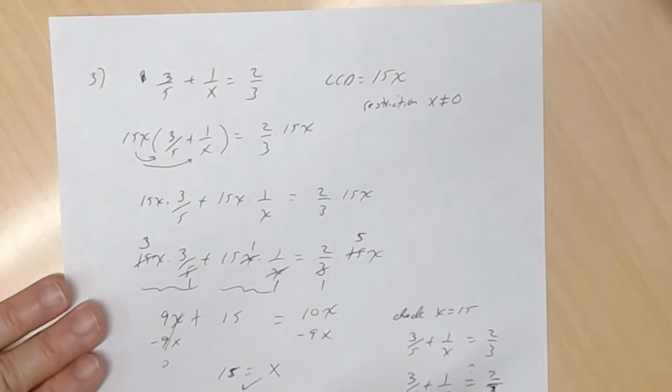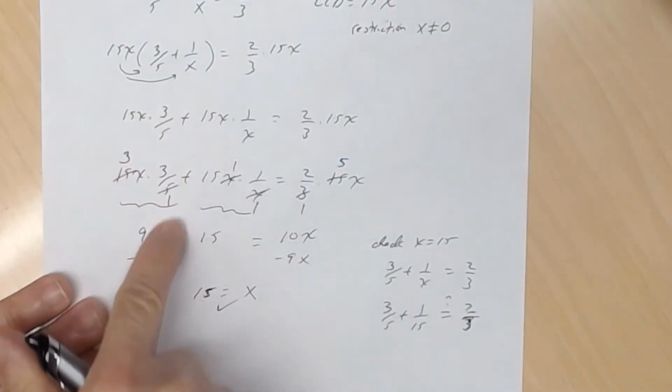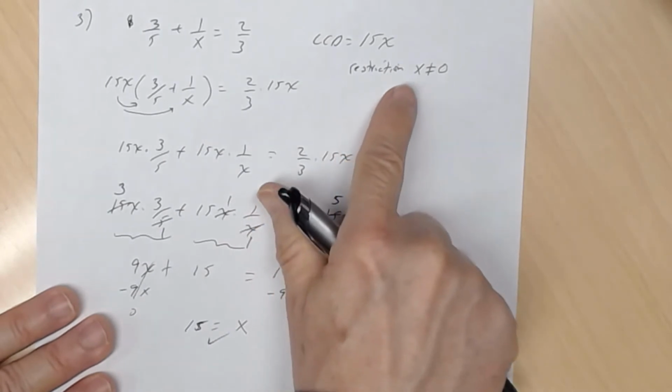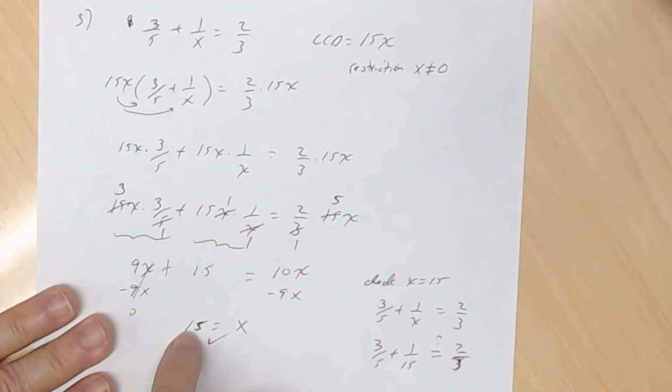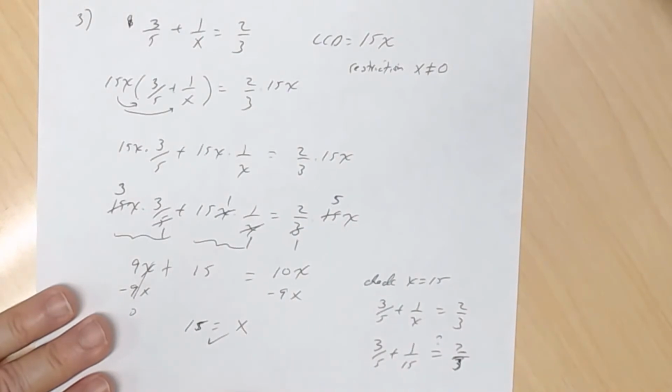Okay? And there's a reason for that, because when you solve this equation, you must always check and see, first of all, is it a restriction? So is 15 0? Nope. 15 is not 0. So I can use it.